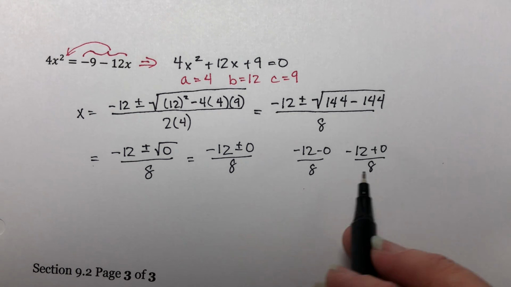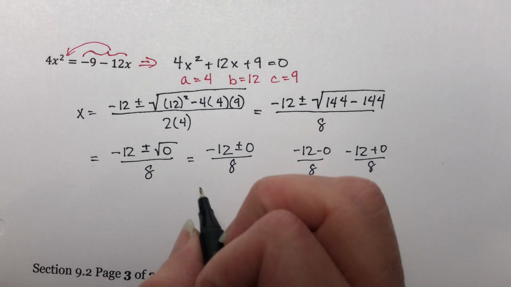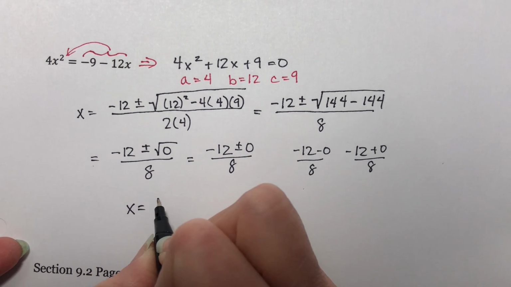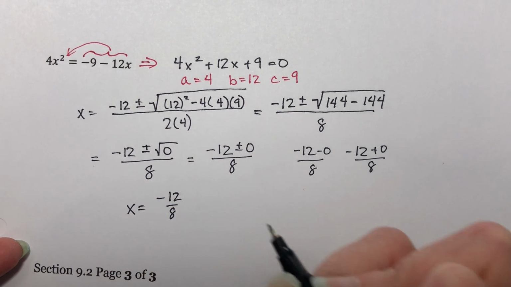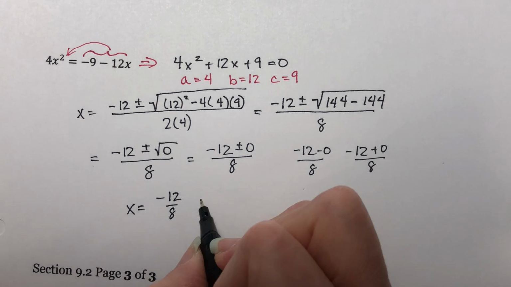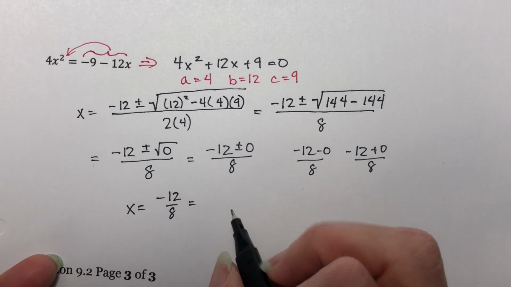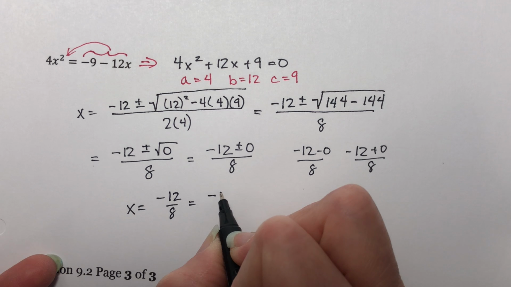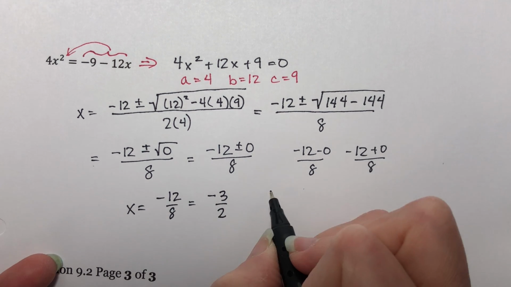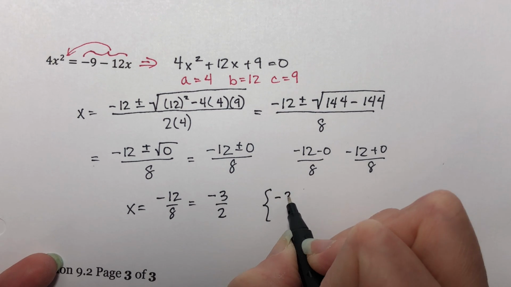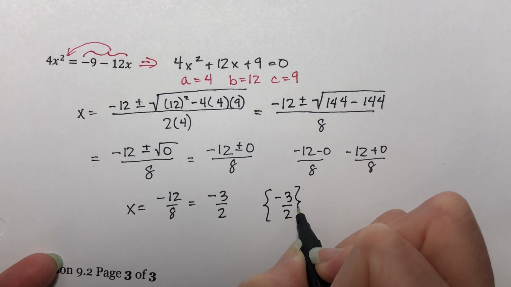Technically, you get this answer twice. But effectively, x is equal to negative 12 over 8, which reduces, if you divide both of them by 4, to negative 3 halves. And that is your answer.